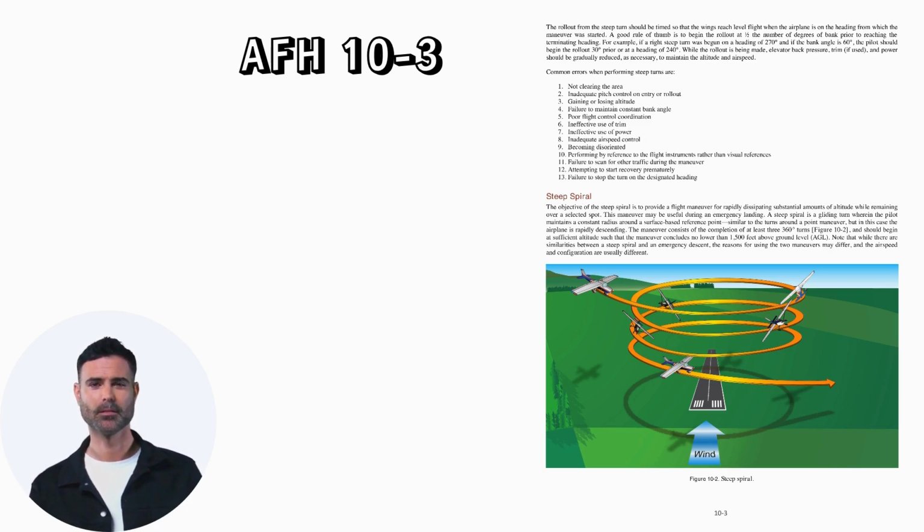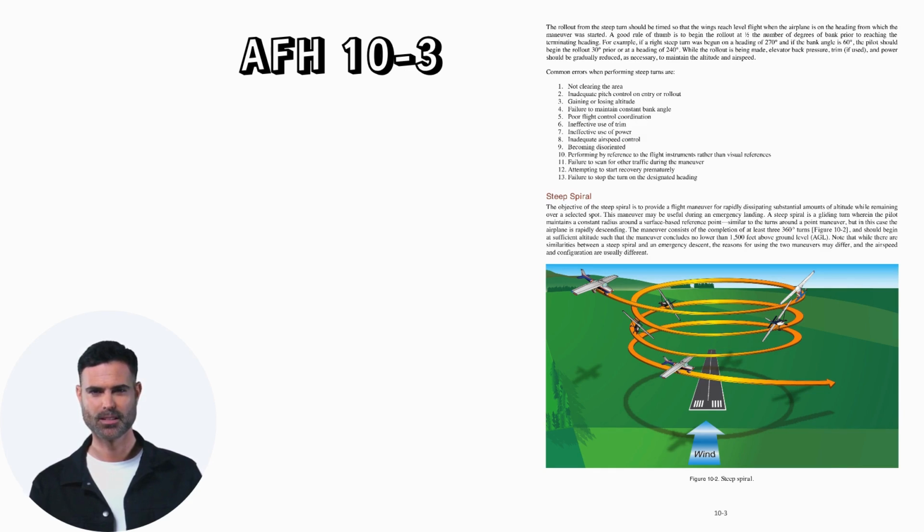Steep spiral. The objective of the steep spiral is to provide a flight maneuver for rapidly dissipating substantial amounts of altitude while remaining over a selected spot. This maneuver may be useful during an emergency landing. A steep spiral is a gliding turn, wherein the pilot maintains a constant radius around a surface-based reference point similar to the turns around a point maneuver, but in this case, the airplane is rapidly descending.